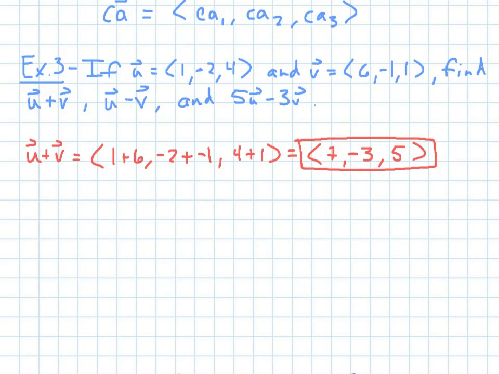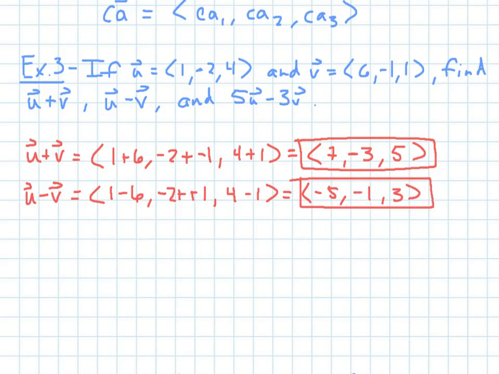Okay, so now let's subtract our vectors. I do the same thing: 1 minus 6, -2 minus -1, and 4 minus 1. So 1 minus 6 gives me -5. -2 minus a negative means plus, so -2 plus 1 gives me -1. Then 4 minus 1 is 3. And so that would be my new vector when you subtract them.